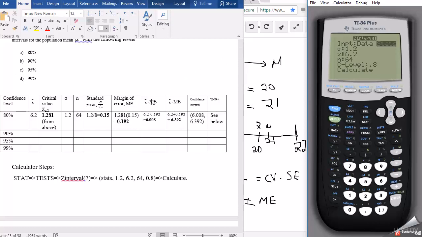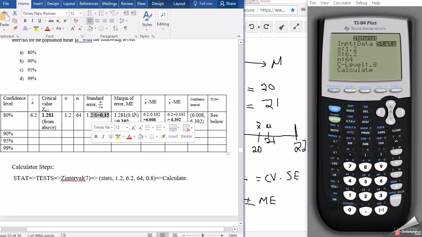Okay, so we have learned how to find the critical value using the TI-84 Plus. We can easily compute the standard error by hand, and we can find the confidence interval using this method, or we can simply go to the TI-84 Plus to find that. Next time we're going to see how we can find the confidence interval when the population standard deviation is unknown.